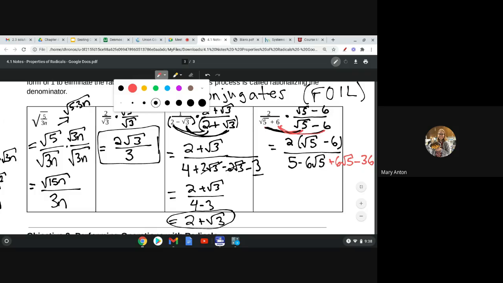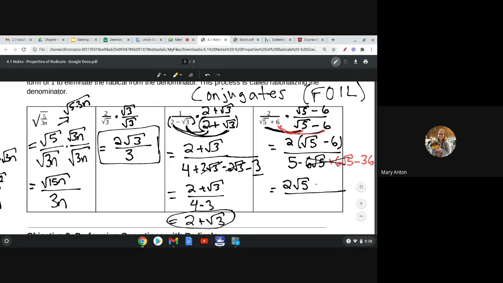All right, y'all, what do you notice about those two middle terms again? They cancel out again. So we're just left with 2 root 5 in the numerator. Is it okay if I distribute the numerator now? So take 2 times root 5 and then 2 times negative 6. So it's 2 root 5 minus 12. Are we okay with that? And then, since in our denominator those two middle terms canceled out, we're just left with 5 minus 36, which is negative 31. Whew, and that's the answer.